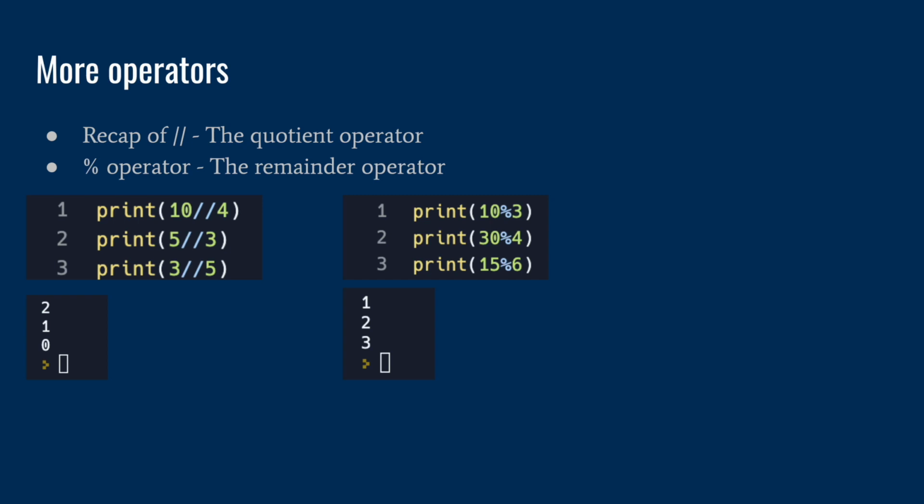Now let's look at the remainder operator, which is denoted with the percentage symbol. What it basically does is it divides one number by another and returns the remainder if there's any. If there's no remainder, it simply returns 0. So in this example, we have 10 divided by 3, whose remainder is 1, 30 divided by 4, whose remainder is 2, and 15 divided by 6, whose remainder is 3.